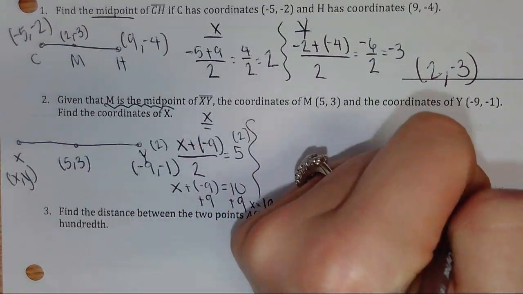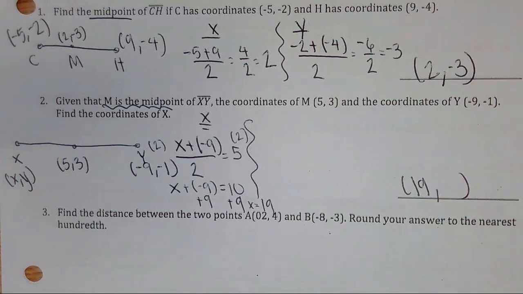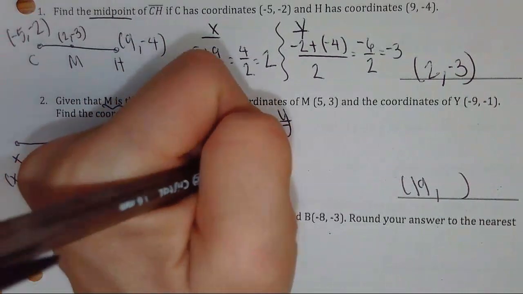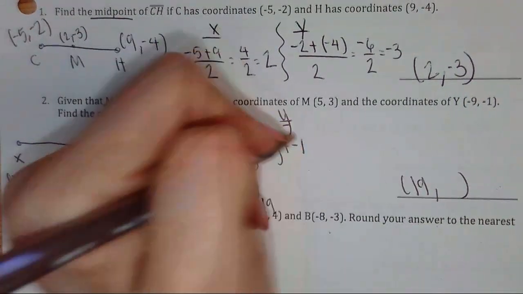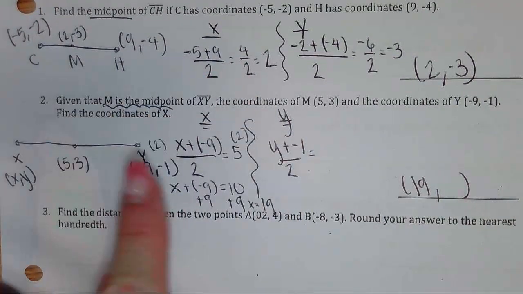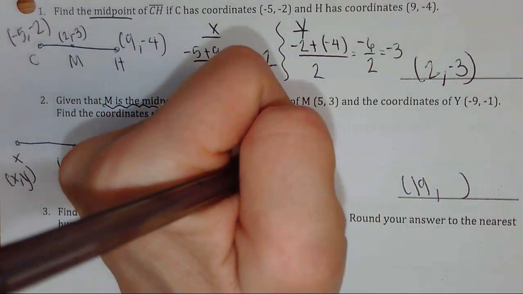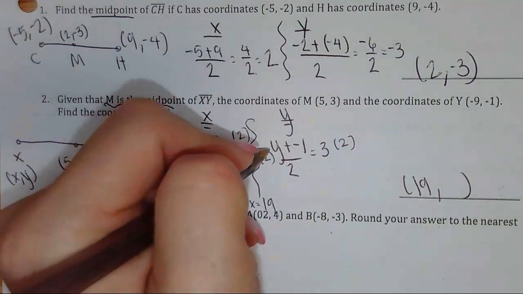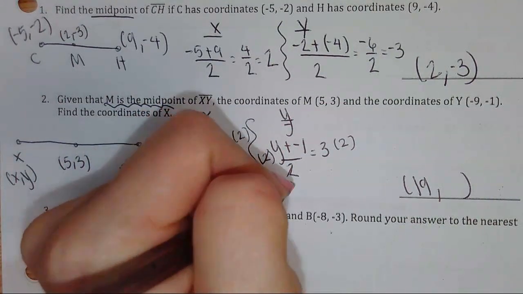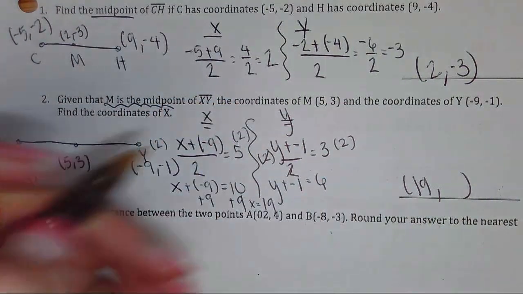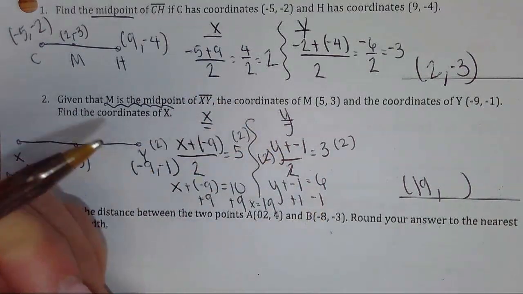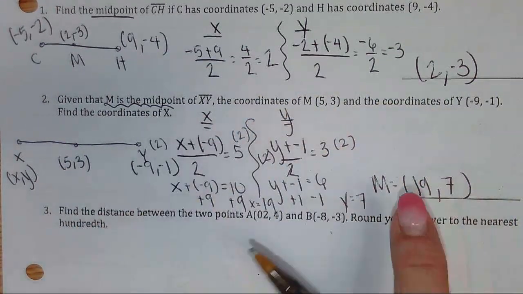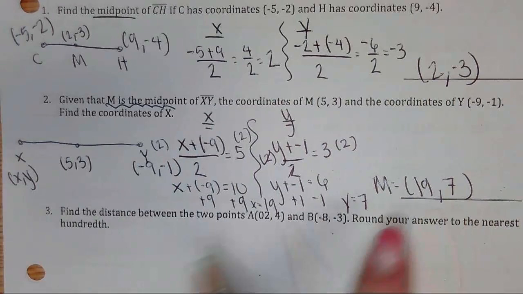So 19 here, and now I just need to find my y value. The same idea: I'm going to take y and add it to the y value of my other endpoint, -1, divide by 2, and set it equal to the y value of my midpoint, which is 3. I'll multiply both sides by 2, and I end up with y plus -1 equals 6. I'm going to add 1 to both sides, and I end up with y equals 7. So my endpoint is 19, 7.